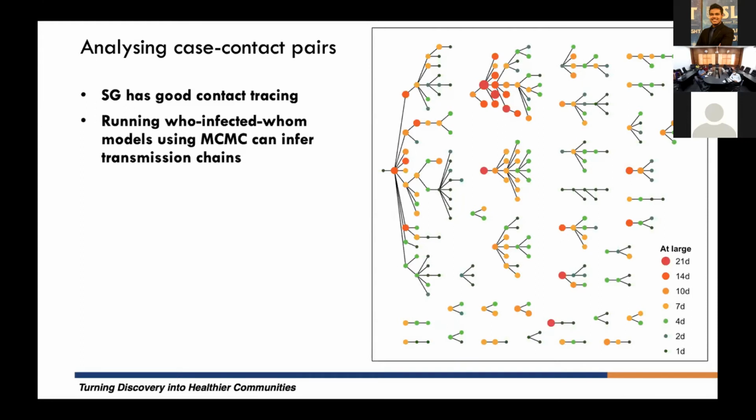So we can use statistical methods such as data augmentation and Markov chain Monte Carlo to impute the missing links between individuals, or to impute the partially observed links. For example, I might be connected back to two of my colleagues. We're not quite sure which colleague, but by looking at the timing of onset of symptoms, we can get a better handle on who infects whom.